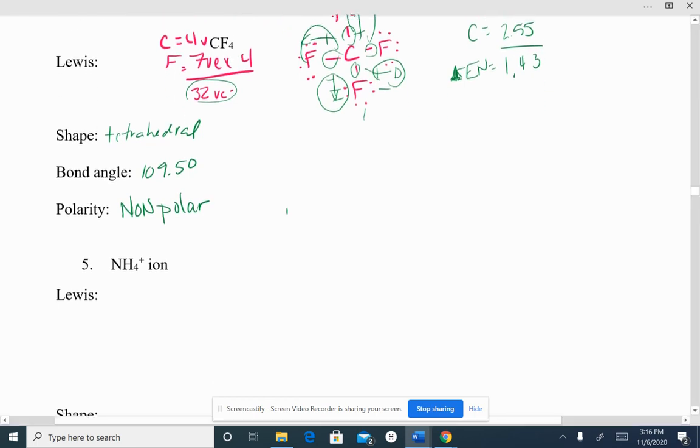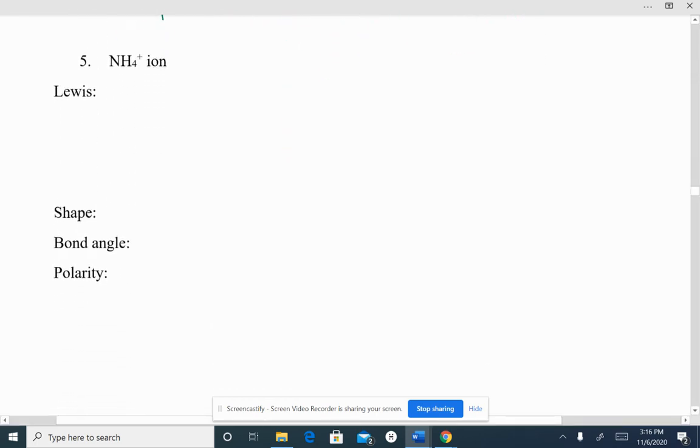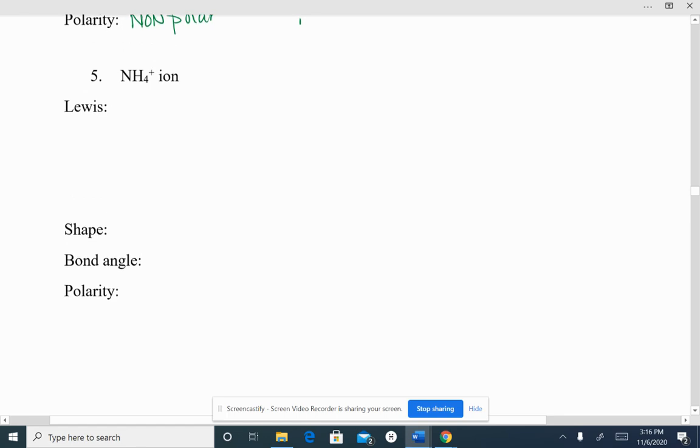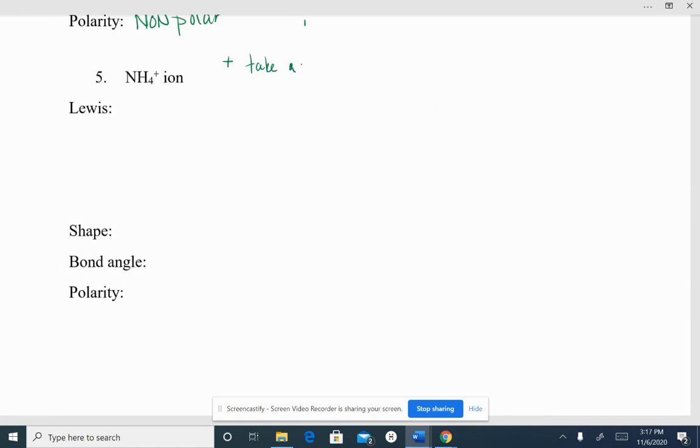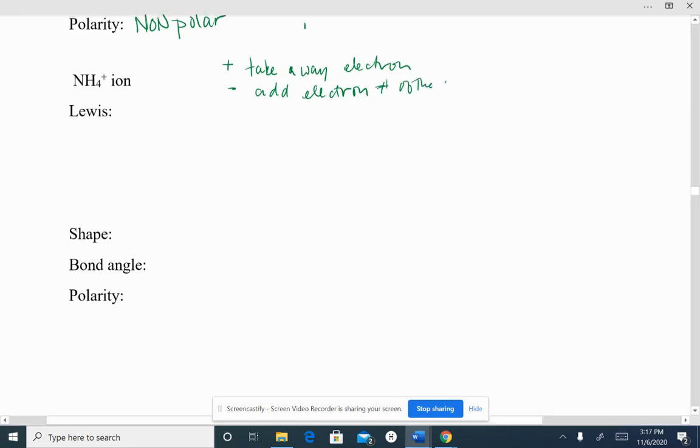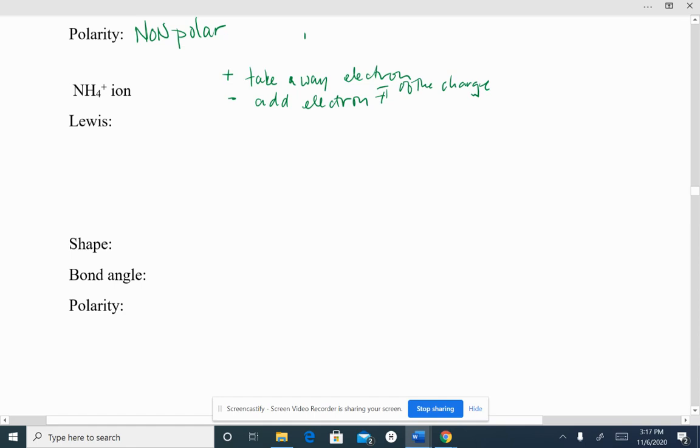Okay, last but not least for this video, the ion of ammonium. Now, when I have a positive charge, I'm going to take away electrons. If I have a negative charge, I'm going to add electrons based on the number of the charge. So let's show you how that's done. Okay, based on the number of that charge.